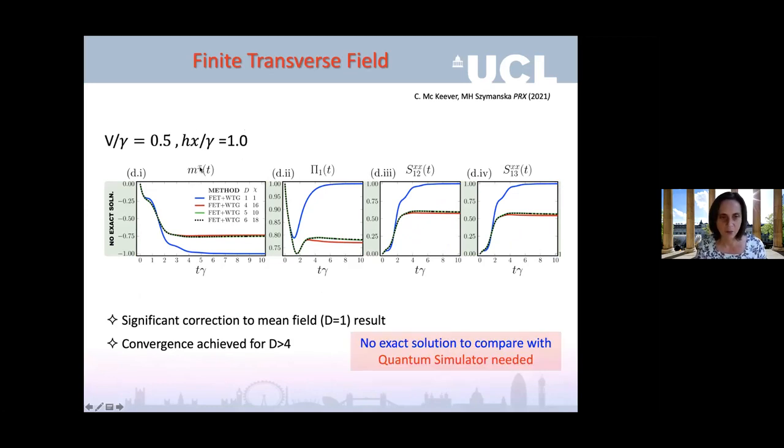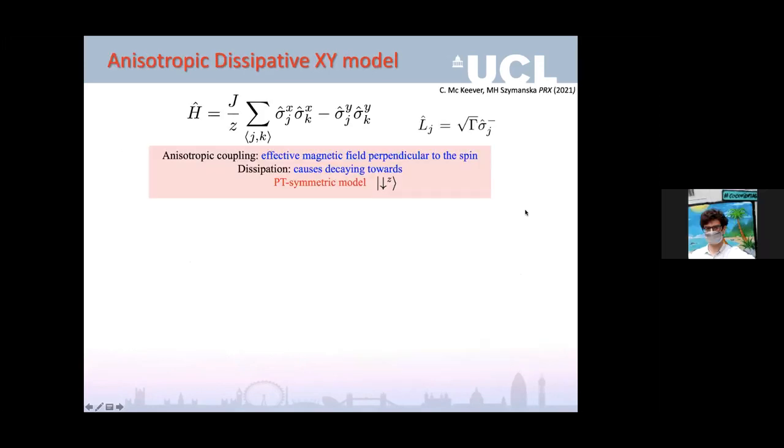And then we applied this to the model with H not 0, which of course does not have an exact solution, and there is no other method which was able to treat that. So in some sense, quantum simulators are needed to check whether our results are correct, but they were confirmed. With that, we wanted to address a real problem. So now we had an algorithm for two-dimensional driven-dissipative systems, and we looked specifically at an anisotropic dissipative XY model.